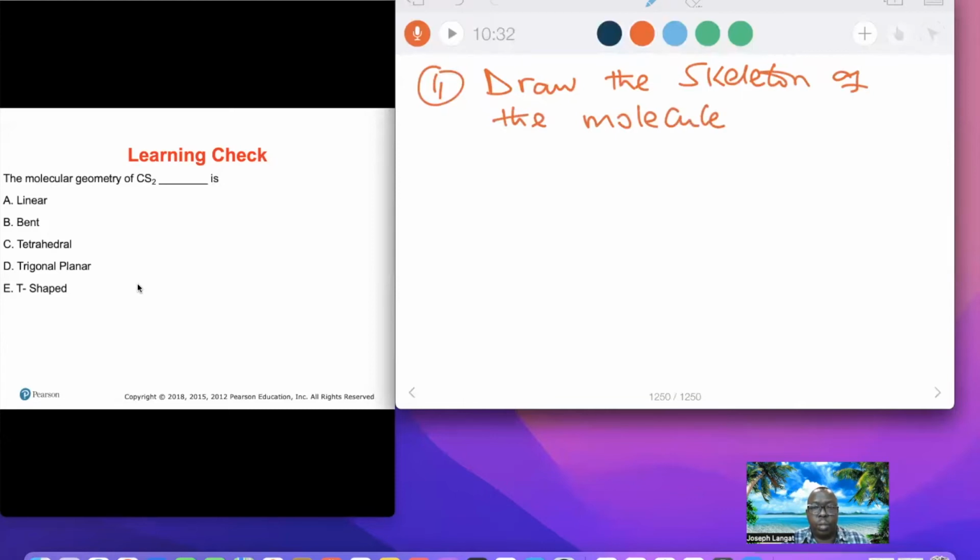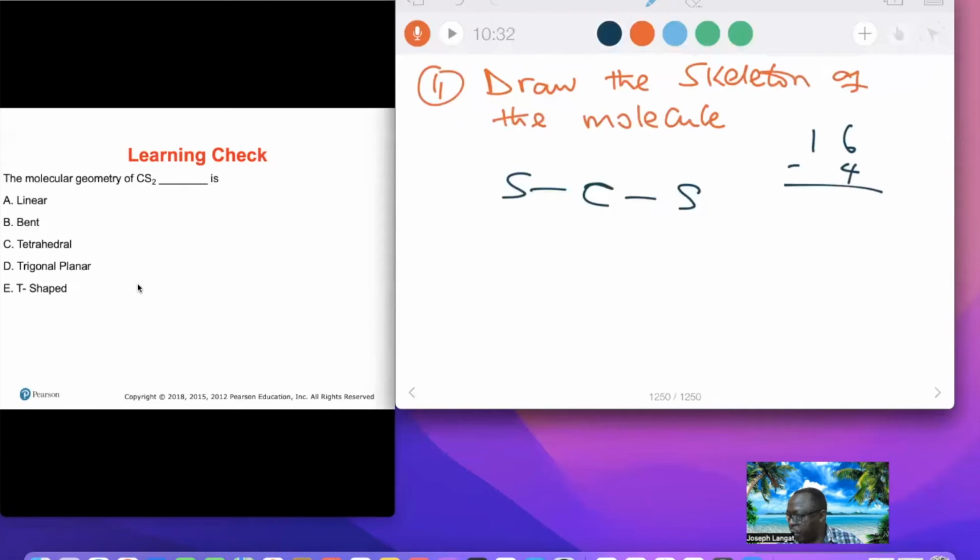Draw the Lewis structure for carbon disulfide. Draw the skeleton of the molecule. So here, carbon is at the center, bonded to 2 sulfur atoms. Out of the 16 valence electrons, we have used 4.